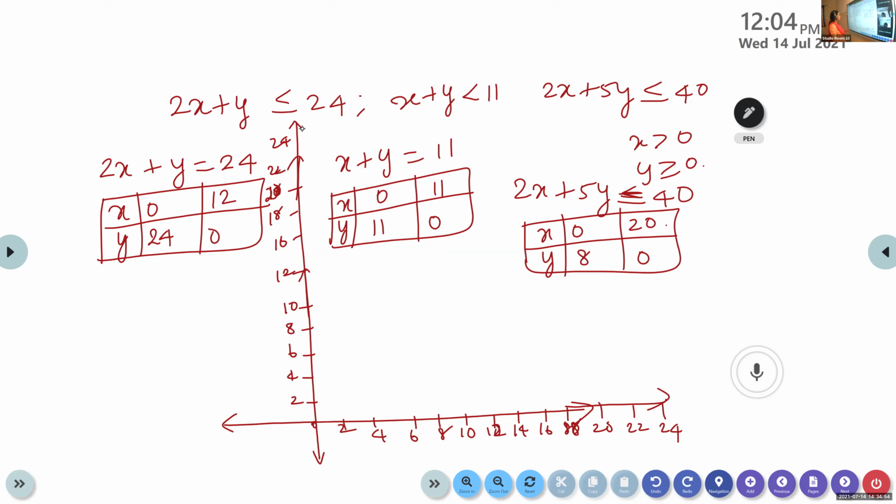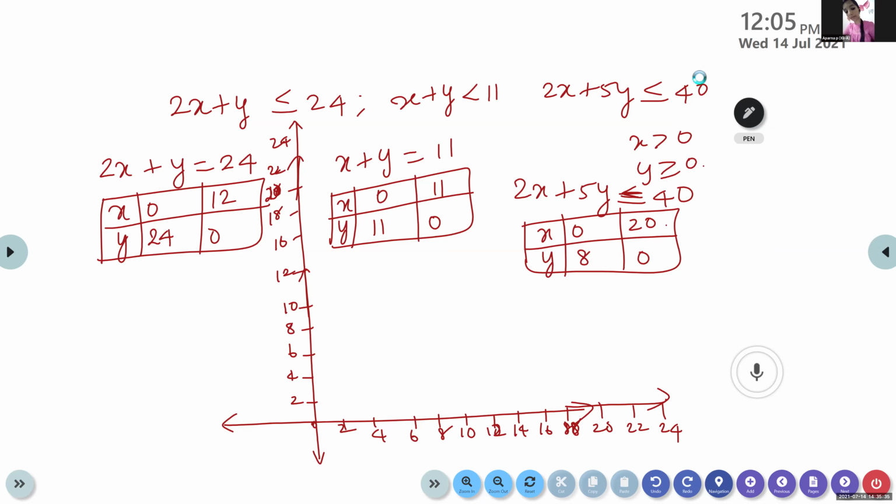Now look at the first one. When x is 0, y is 24. One second, children. I'll close the door. It is raining heavily. I'm not able to hear. Children, can you hear me?